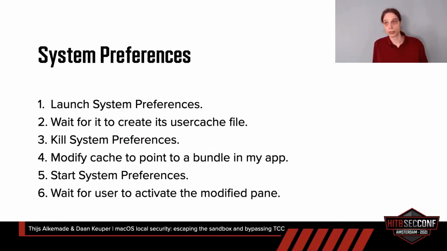So this meant that I could do the following. I would launch system preferences within my application container. I wait for it to create its cache file. I terminate the application, which is allowed because it is running within my own container. And then I modify the cache file to point it to a different bundle for a specific preference pane. I launch system preferences again. And then I wait for the user to click on the modified preference pane. What then happens is that a different bundle is being loaded in a non-sandboxed XPC service, which means that it is executing outside of a sandbox.